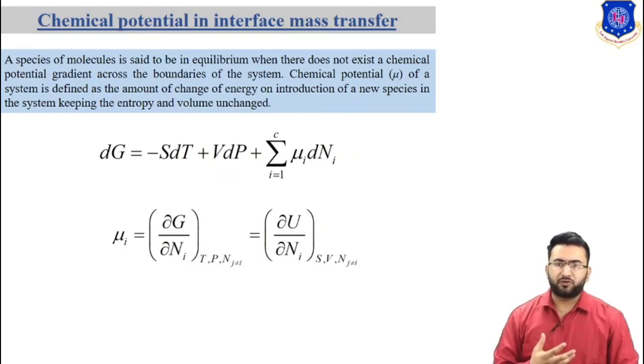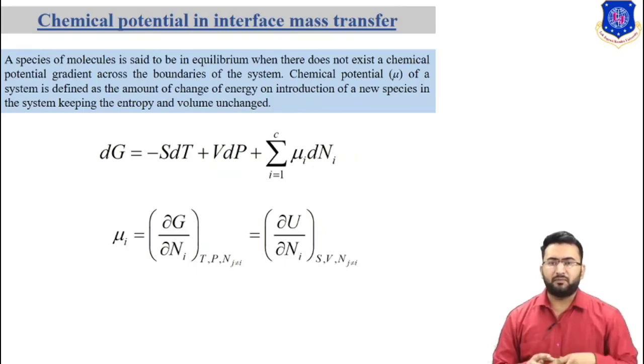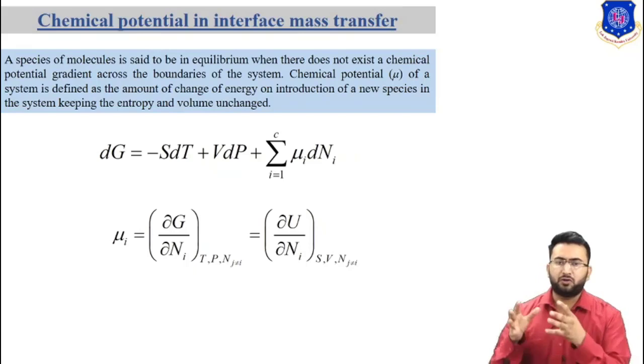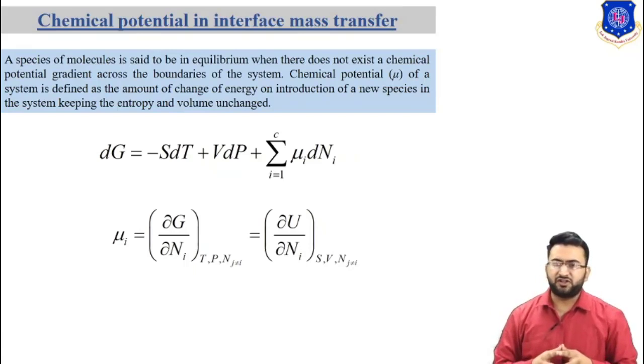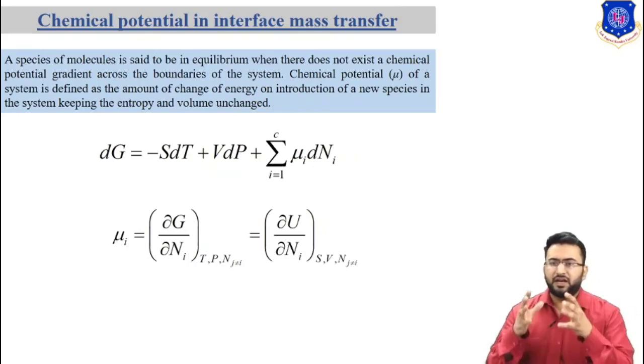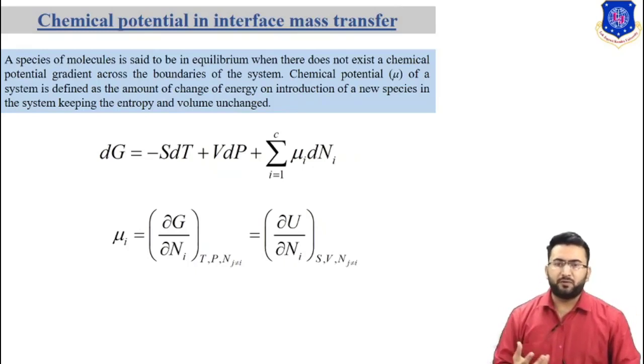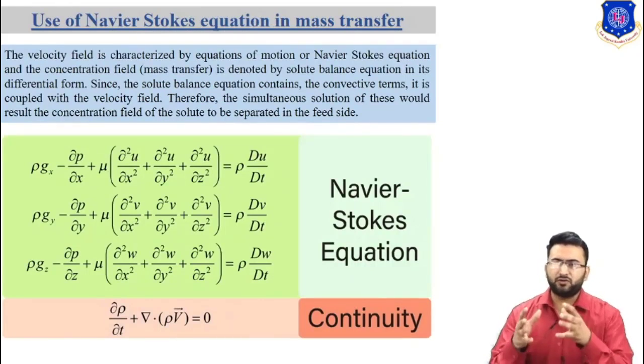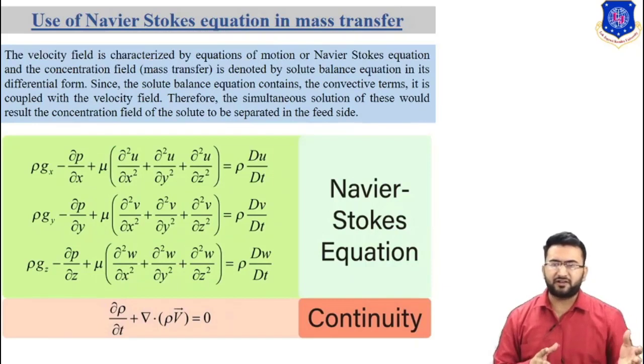In the mass transfer process, the molecular or mass potential provides the total energy density change, for example, per mole or per unit mass. At equilibrium, this energy density must be constant, whereas in a non-equilibrium system the gradient provides the driving force for the mass transfer process. So let's talk about the use of the Navier-Stokes equation in mass transfer.